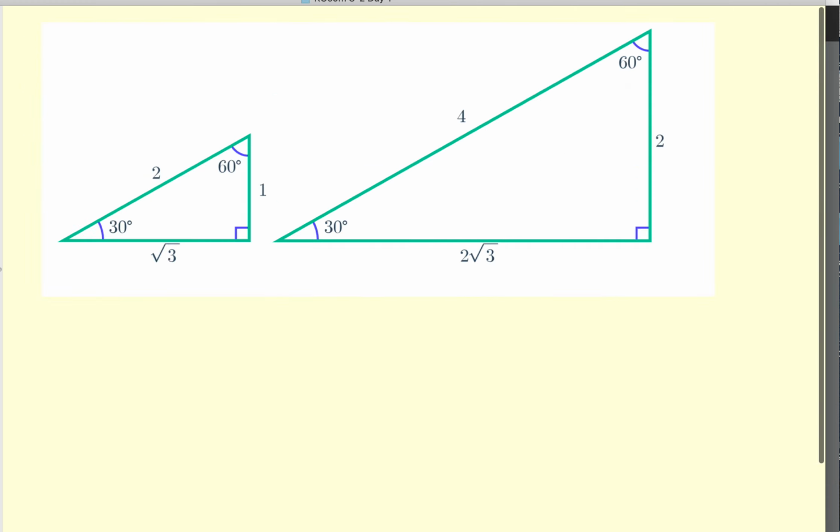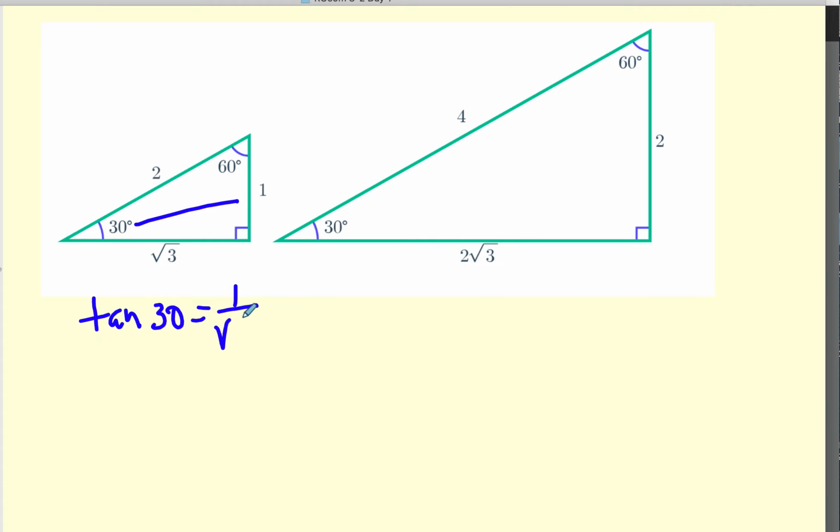Okay, let's take a look at finding the tangent of 30 for this triangle. So that's the opposite, which is 1 over √3. Let's find the tangent of this one. Tangent of 30 is 2 all over 2√3, and notice they are the same. I can reduce and I'll get the same.